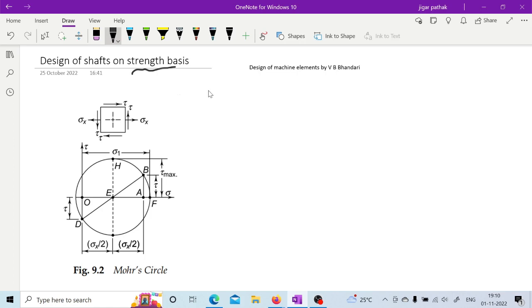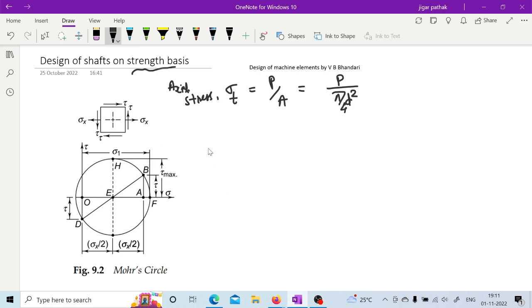It may happen that your shaft is under different stress conditions. Different stress conditions means there are different types of stress: there may be axial stress, bending stress, shear stress. Suppose we consider the axial stress to be tensile. It is the load upon the area, and as the shaft is a circular element, that area will be pi by 4 d square. So this axial stress may be represented with this simple equation.